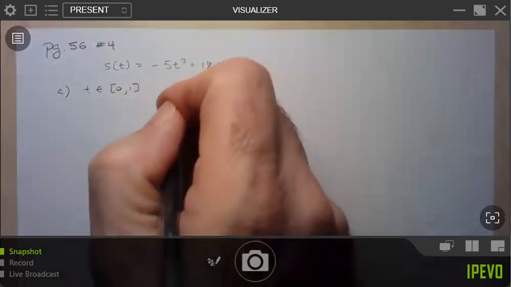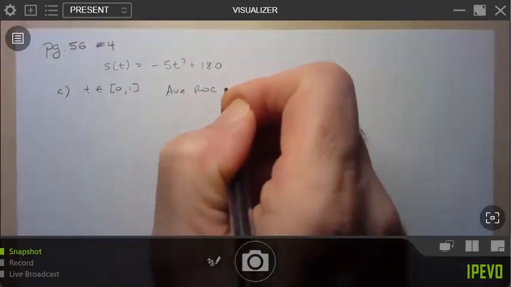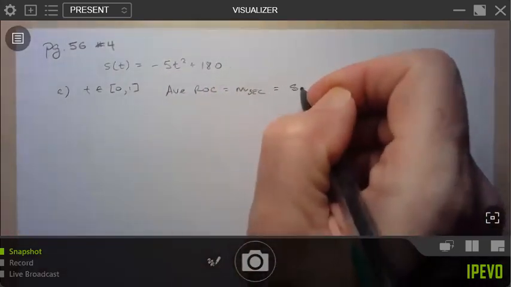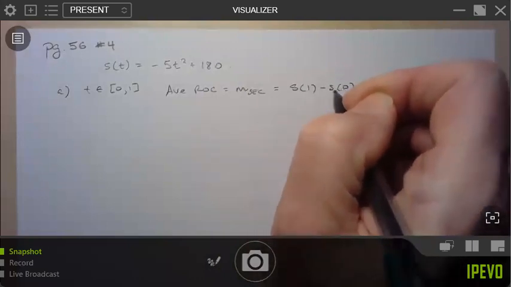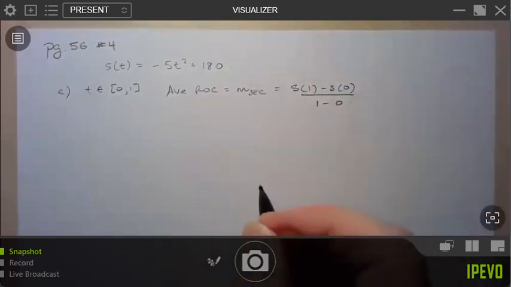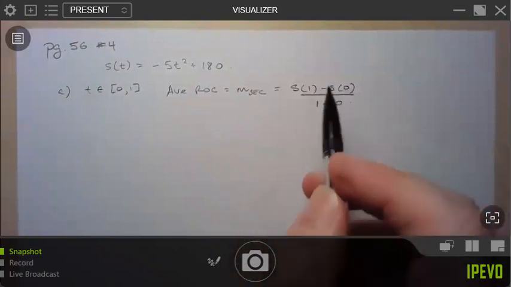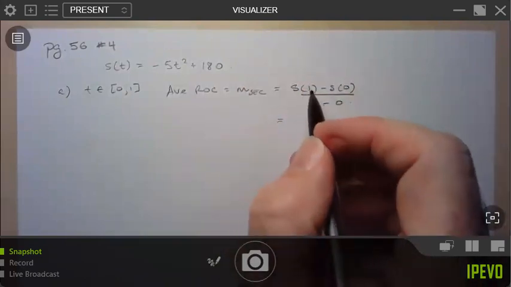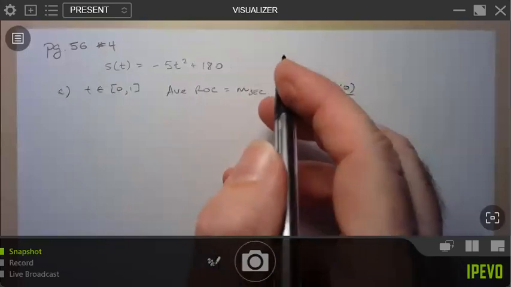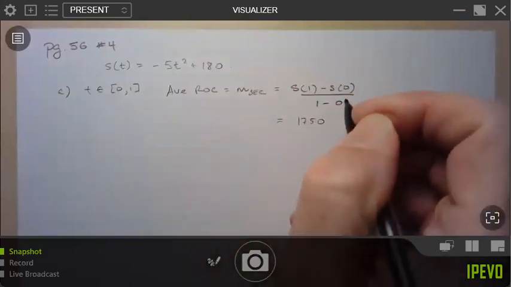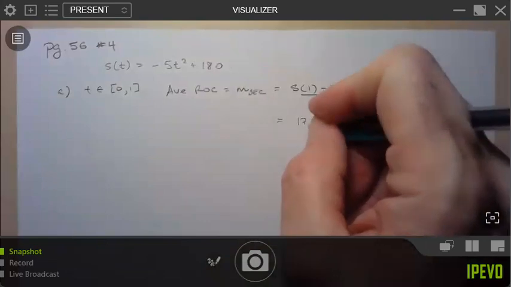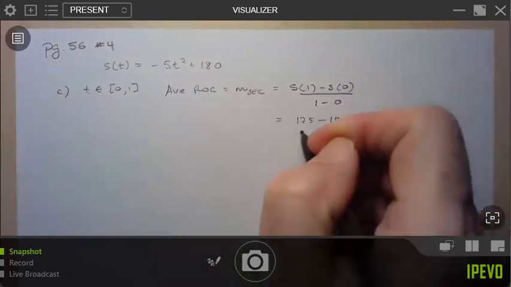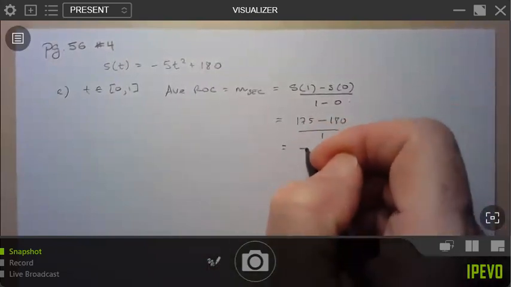So what we're looking for here for the average rate of change, remember, is equal to the slope of the secant line, which is just given by s(1) minus s(0) all over 1 minus 0. In other words, the difference in the y values in this interval over the difference in the x values. So in this here, what do we have? s(1) would be negative 5 plus 180, so it'd be 175. 175 minus s(0), well, it would just be 180, all over 1, obviously. And so here, negative 5.